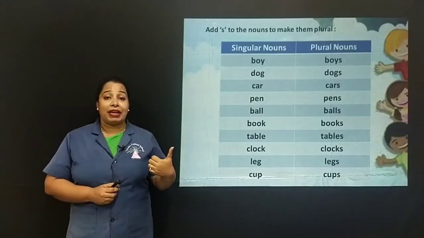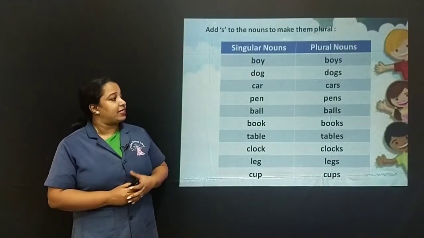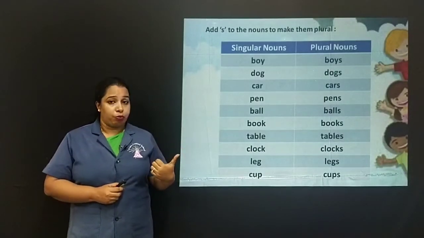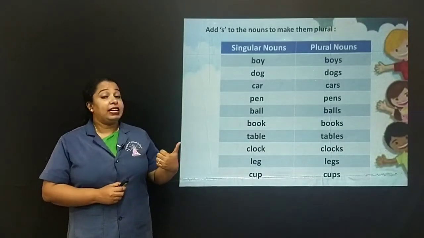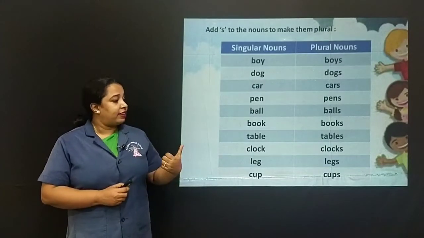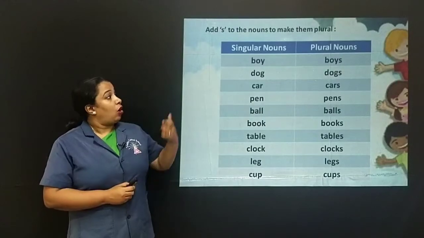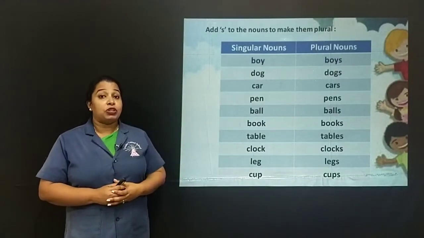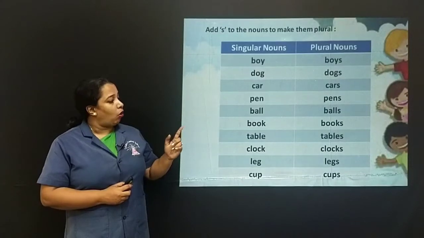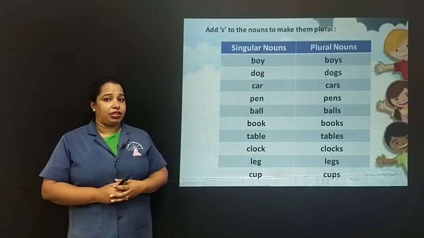One dog, many dogs. One car, many cars. One pen, many pens. Ball, balls. Book, books. Table, tables. Clock, clocks. Leg, legs. Cup, cups. Now here, all these are singular nouns. Which are singular nouns here? Boy, dog, car, pen, ball, book, table, clock, leg, cup. These are all singular nouns.